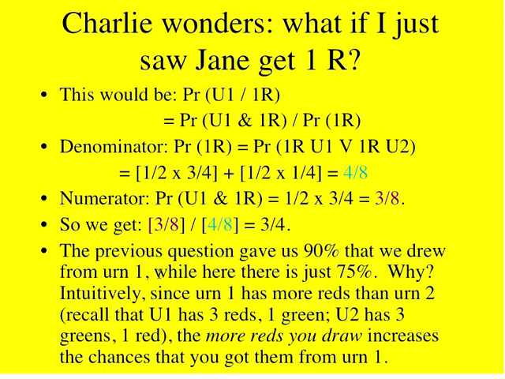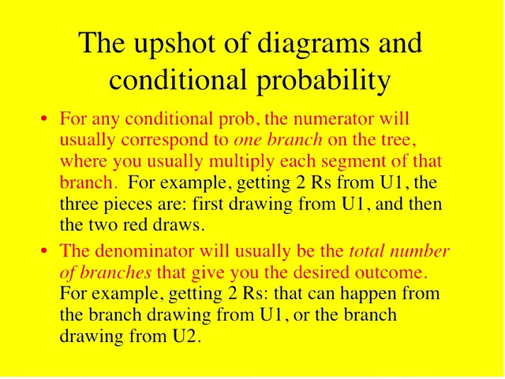The upshot is, here it is. So the idea is if you just saw 1 red, the chances that you're drawing from urn 1 are 75%. Why? Because there's 3 reds, so it's 3 out of 4. That makes intuitive sense. It should be 3/4. But if you get 2 reds, the chances you're drawing from urn 1 increase. So the idea here is it moves up to 90%. The more reds you draw, the more that increases the chances you got them from urn 1. If you got 3 reds, that would be even higher than 90%, right? That's the upshot of diagrams and conditional probability.